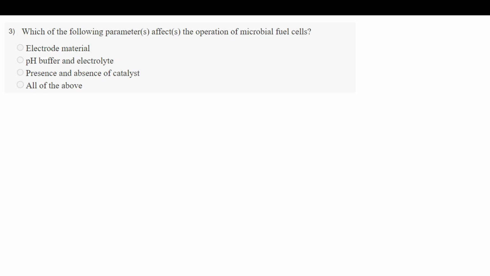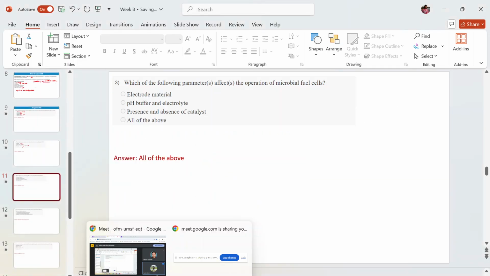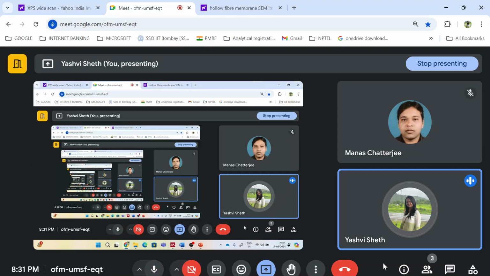Now, the next question is: which of the following parameters affect the operation of a microbial fuel cell? Okay, so can you tell me? This is a very simple question. Yes, Manas.